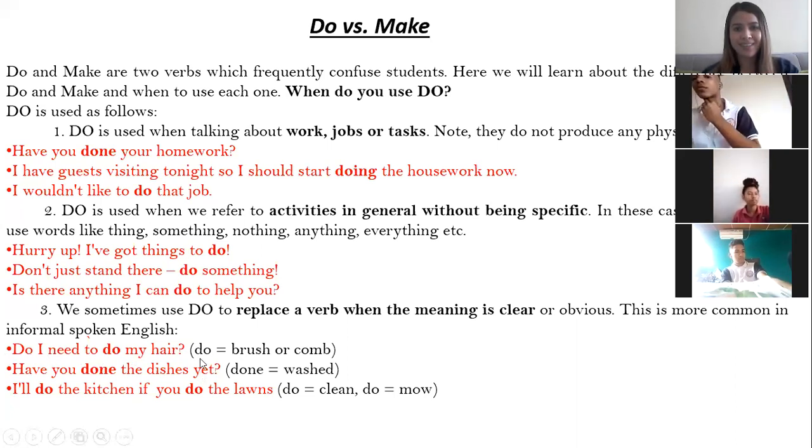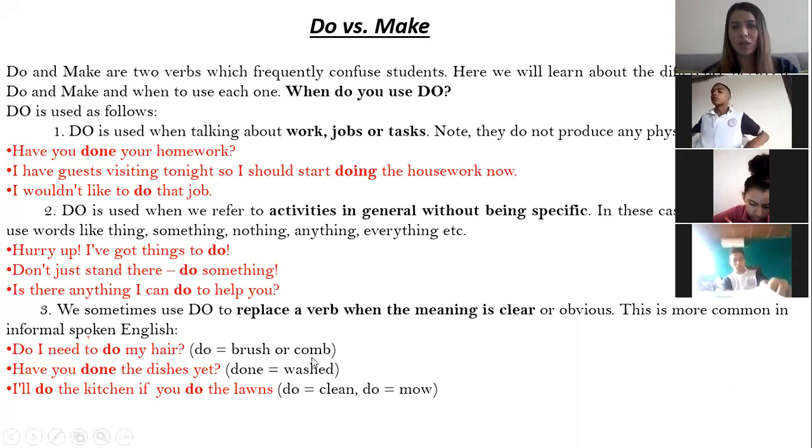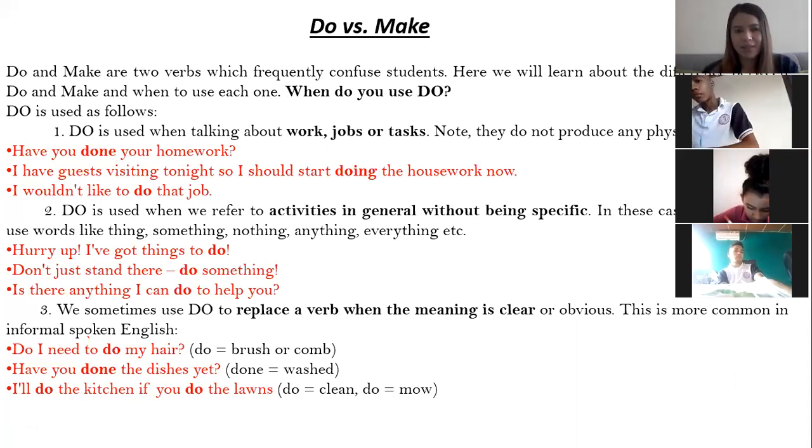Do, the meaning of do here is obvious. ¿Qué va a hacer la chica o el chico? Brush or comb. Cepillar o peinarse el cabello. Do my hair. So, si no quieres decir voy a cepillarme el cabello o voy a peinarme el cabello y ser específico qué es lo que vas a hacer, puedes decir do I need to do, I'm going to do my hair. Voy a hacer mi cabello. ¿Pero qué vas a hacer?